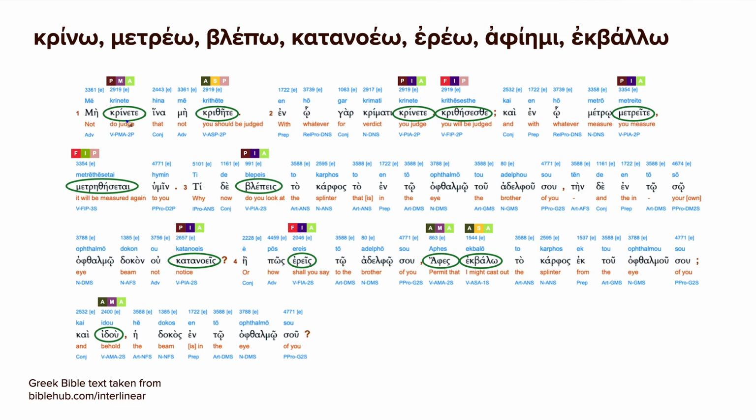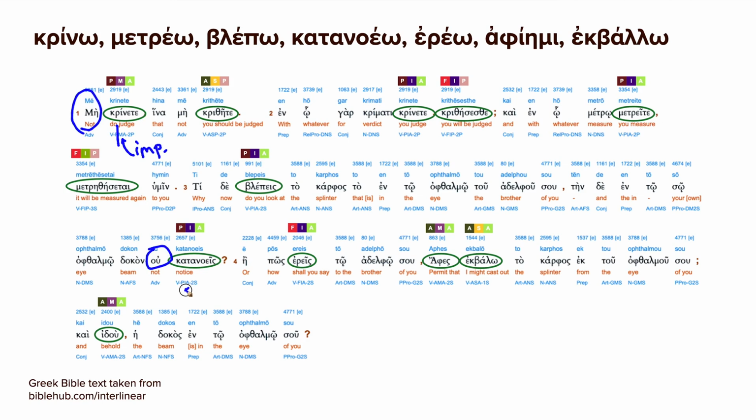Here we have krinete, krithete, krinete again, and then krithesesthe is another form. So you have all these different forms of krino. We have "do not judge," which of course in English we would say with a "not" after the "do," but "do not judge," not "judge not." And because it's not indicative, it's actually, what is this M that stands for, is imperative. So because it's an imperative and not an indicative, it uses the negating word me, not ou. We'll see ou down here.